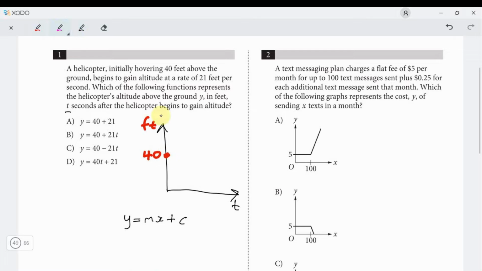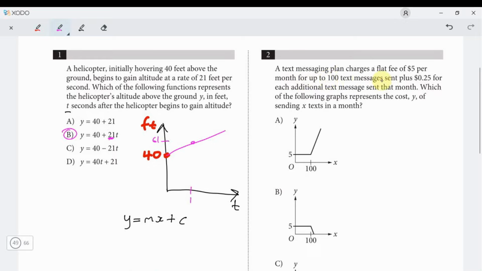And then the helicopter is just going to rise in height 21 feet for every second. So after 1 second, it reaches 61 feet and so forth. Which equation represents this? Easily, option B, 40 plus 21t. The gradient is 21 and the y-axis intercept is 40. Option B.